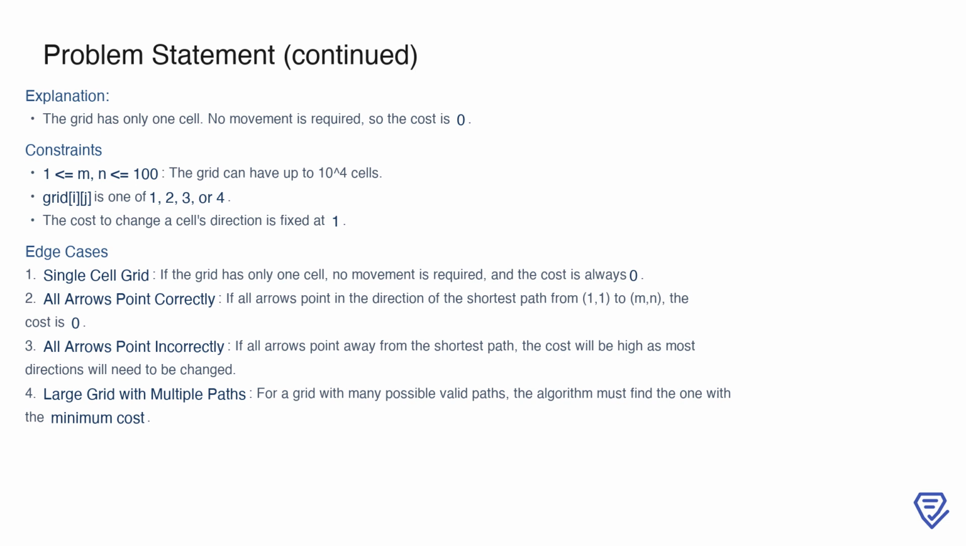Some edge cases to keep in mind include grids where no movement is needed, grids where all arrows already align with the shortest path, and grids where most arrows point incorrectly, requiring significant changes. Additionally, when there are multiple valid paths, the goal is always to find the one with the minimum cost. Understanding these scenarios will help you design an efficient solution to the problem.